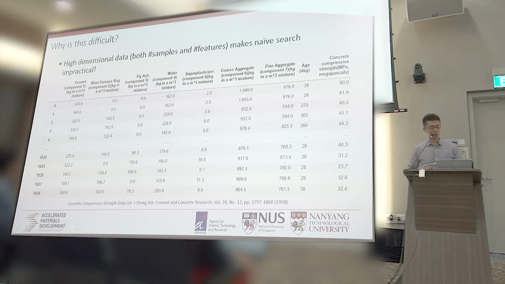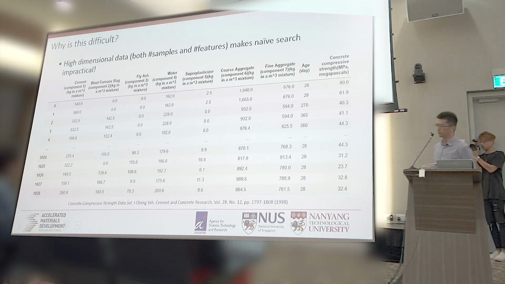So why is this difficult without using computers to aid us? Here's a data set that we're going to play around with a little bit today. Each of these rows, you can see there's about 1,000 rows, these are truncated, represents a particular experimental data point. Each of these columns, the first few columns represent the inputs or the composition and processing conditions, and the last column is the output or the material property. You can see that there are many dimensions, both in this way and this way.